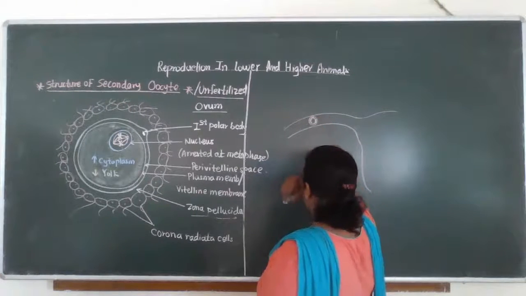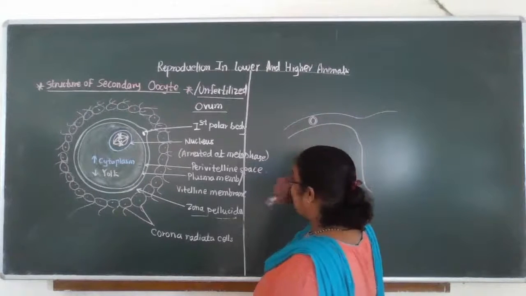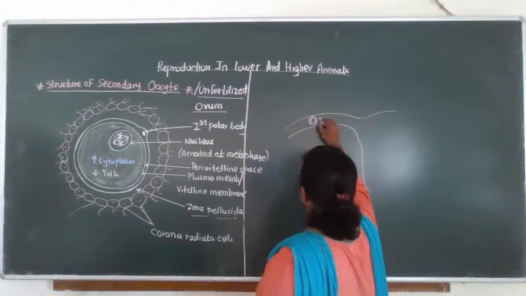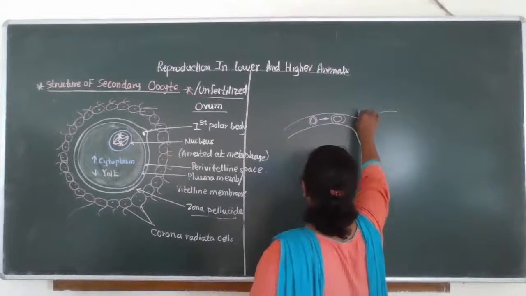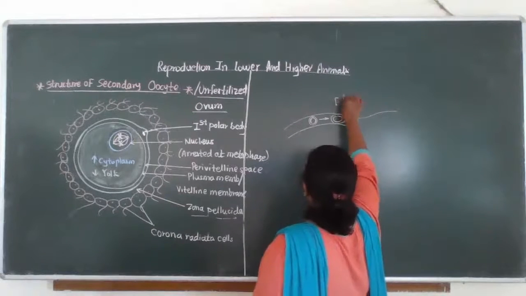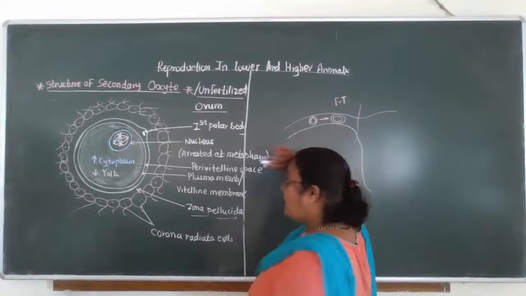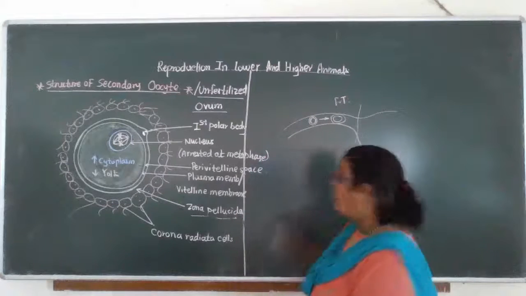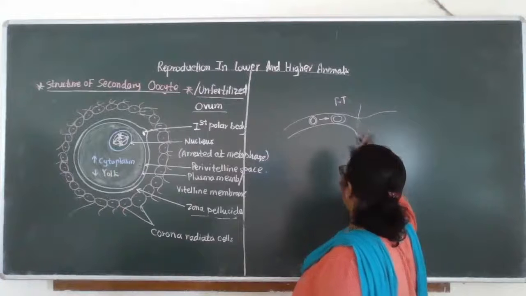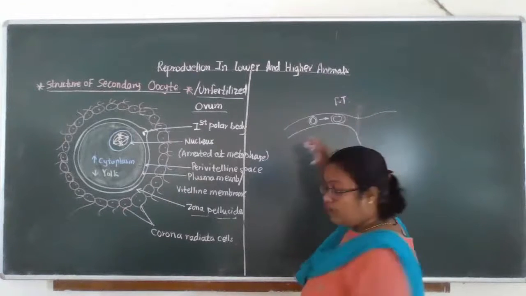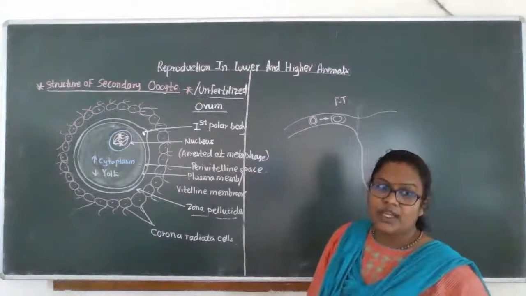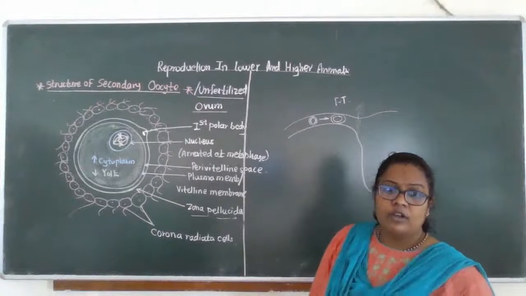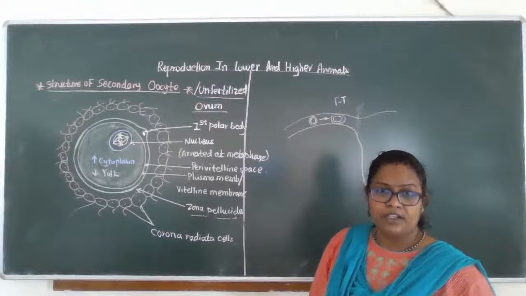So this zona pellucida remains till implantation, as it is present in the fallopian tube. So it avoids polyspermy. It avoids polyspermy as well as it is responsible for avoiding wrong site implantation.